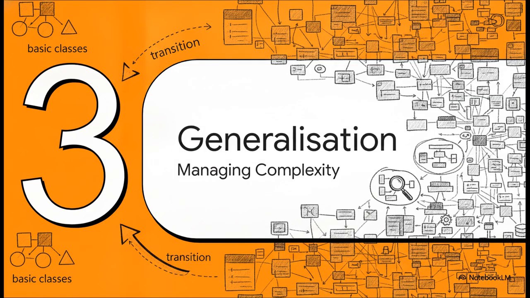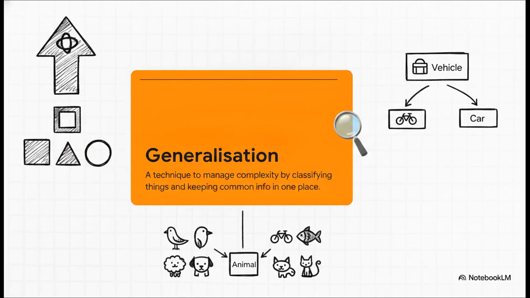All right, let's wrap up basic class diagrams and jump into Section 3, Managing Complexity, Generalization. So, how do we handle massive complex systems? We do this through a concept called generalization. Generalization is actually an everyday technique we all use to manage complexity in real life. Instead of learning the detailed, intricate characteristics of every single thing we experience, we classify things. We keep the common information in one place.